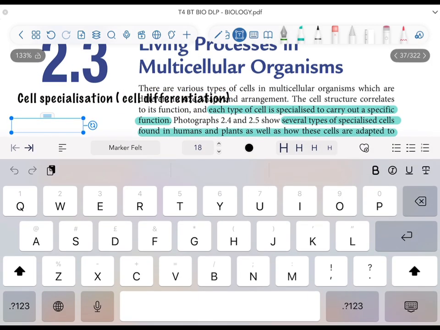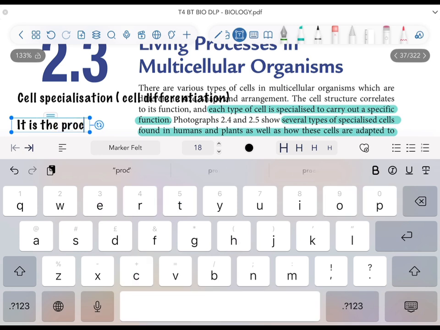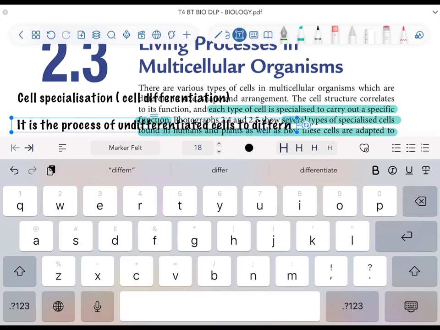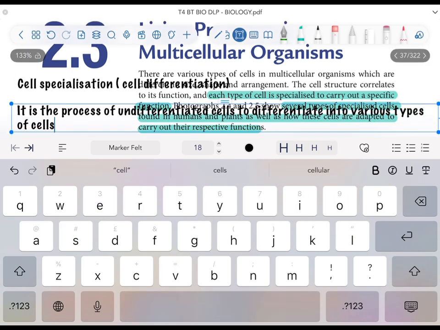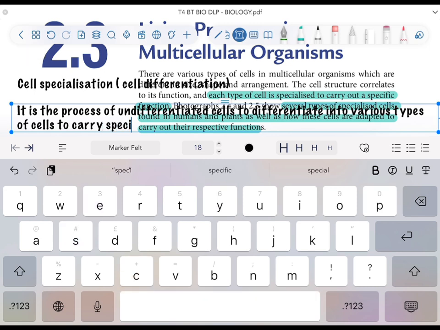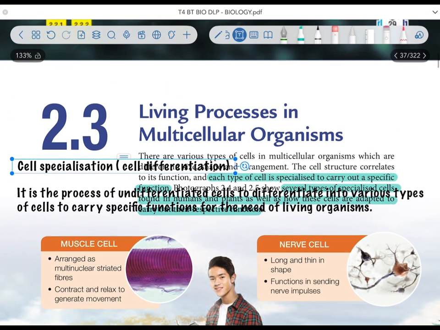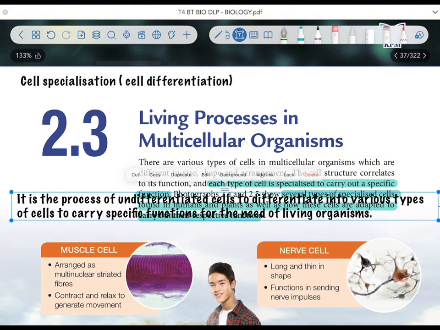So what is meant by cell differentiation? It is the process of undifferentiated cells differentiating into various types of cells to carry out specific functions for the needs of living organisms. So basically, that is the meaning of cell specialization, which you need to remember.